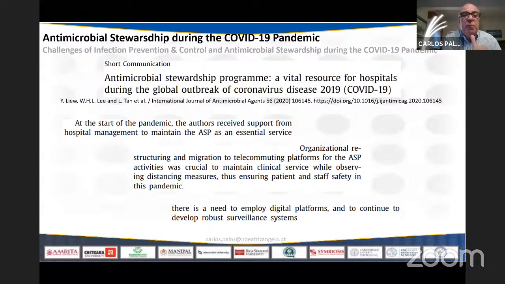So if they have good behaviors, if they have a good culture of prescription, they wouldn't change a lot, in opposition to the other hospitals where the appropriateness is highly dependent on the activities of the antimicrobial stewardship teams. That is very interesting to see, and in the future we will, of course, see what the impact was on that.